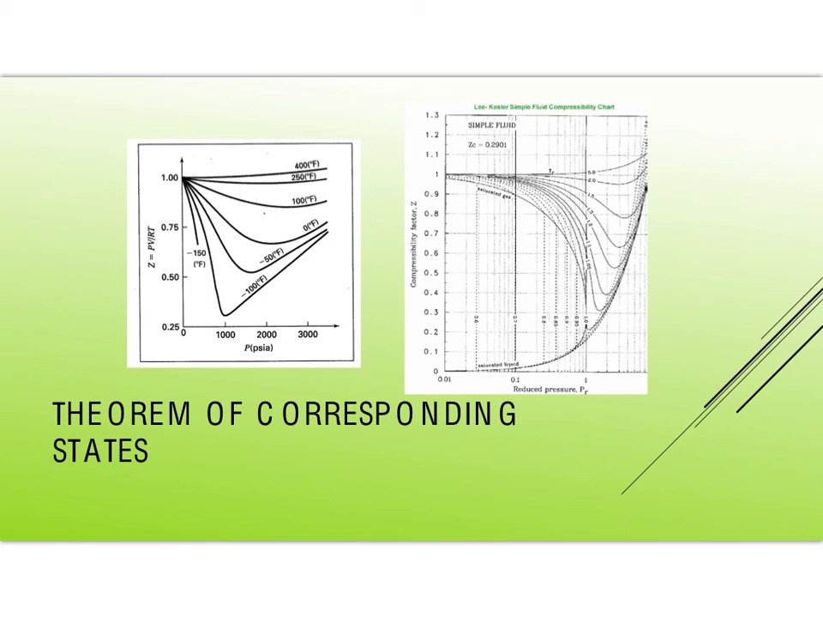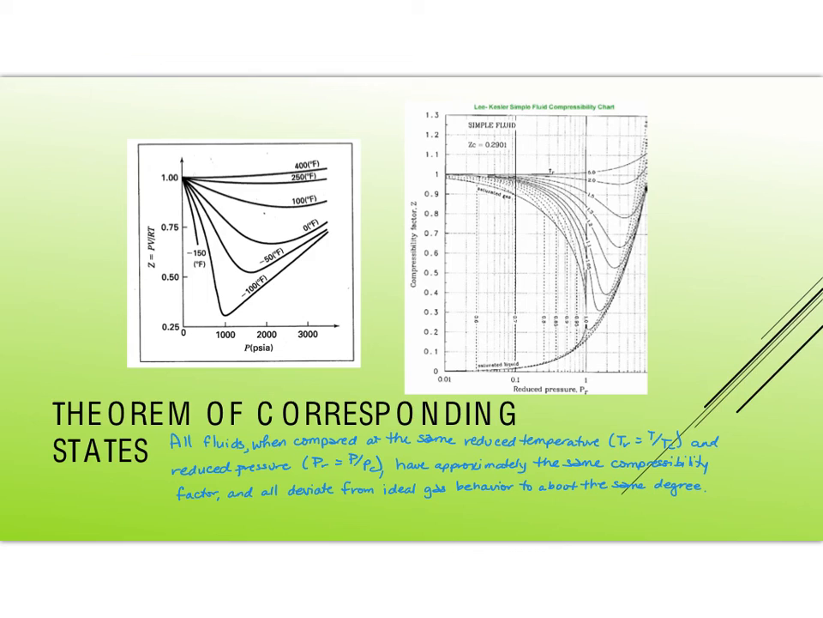And finally, let's look at the theorem of corresponding states. So this theory says that all fluids, when compared at the same reduced temperature, remember that's T over Tc, and reduced pressure, that would be P over Pc, have approximately the same compressibility factor, Z, and all deviate from ideal gas behavior to about the same degree.